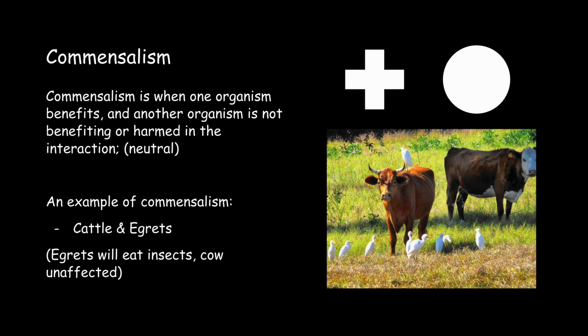I believe this is pronounced commensalism. Commensalism is when one organism benefits and the other is just not affected, aka neutral. So an example of commensalism could be cattle and these weird birds, which are named egrets, I think is how you say it. Hopefully I didn't blunder that. But the egrets will eat insects off the cow, and the cow's going to be completely unaffected. It's not going to be harmed, and it's not going to benefit.